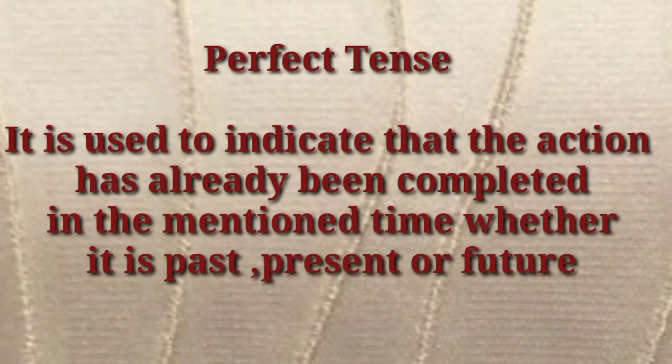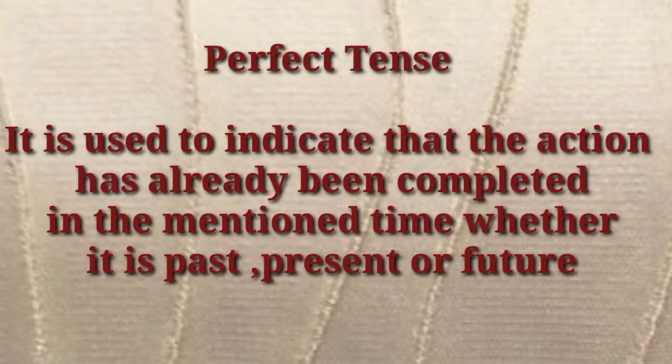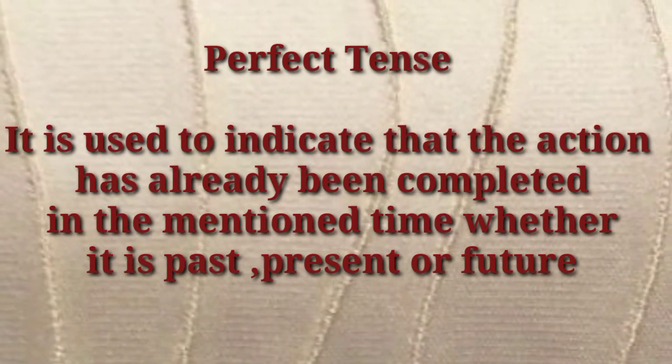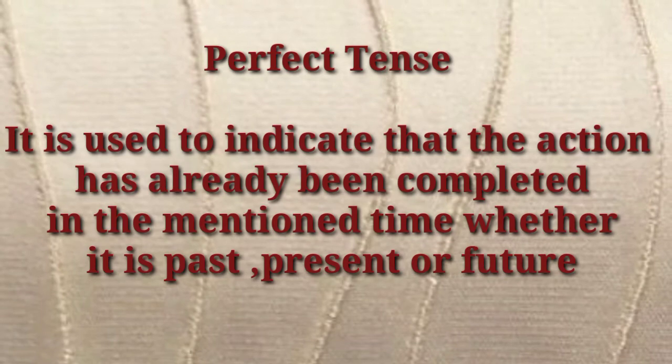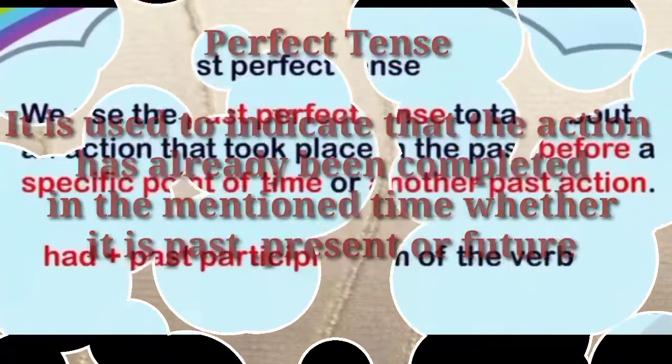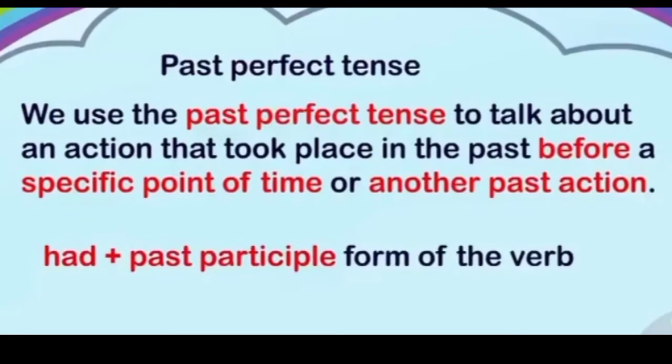Now see the next tense, that is perfect tense. It is used to indicate that the action has already been completed in the mentioned time, whether it is in past, present or future. Let us see the past perfect tense. We use the past perfect tense to talk about an action that took place in the past before a specific point of time or another past action.